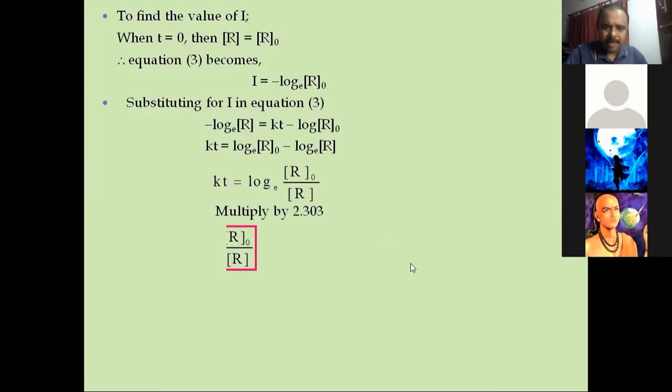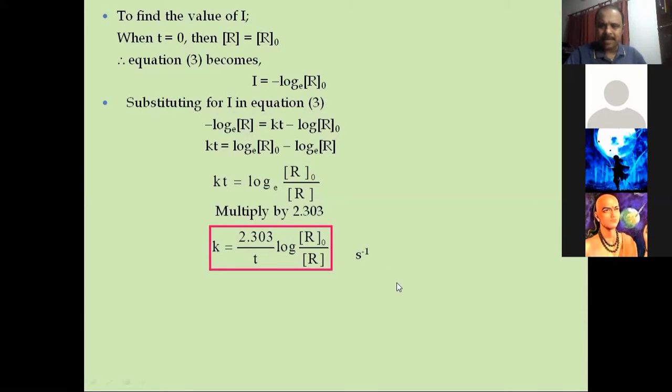Now it becomes like this. Time has been taken to the denominator. K is equal to 2.303 by t log R naught by R. Now log to base e has become log to base 10. Log to base 10, we don't generally mention. If no base of log is mentioned, it is assumed as 10. So what is the unit of K here? Concentration by concentration terms cancel. Time is there in the denominator, so it is per second. Call it equation 4 because we need to use this equation.